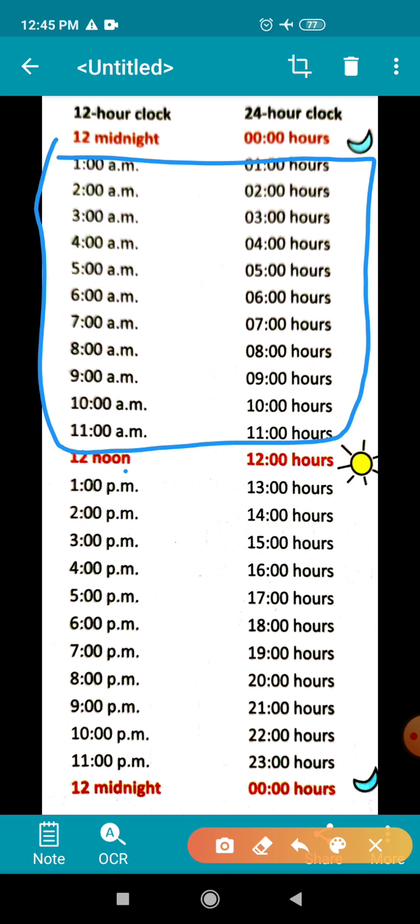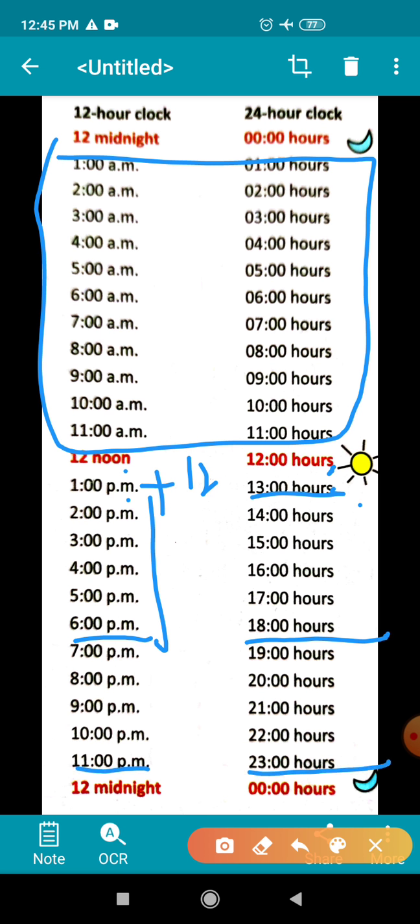And 12 noon becomes 12 hours in 24-hour clock, and after that in the 12 hours clock we will add 12 to get 24 hours time. Okay, so if you add 12 to 1, it becomes 13. Similarly 6 p.m. becomes 12 plus 6, 18. Okay, 11 becomes 23 hours.